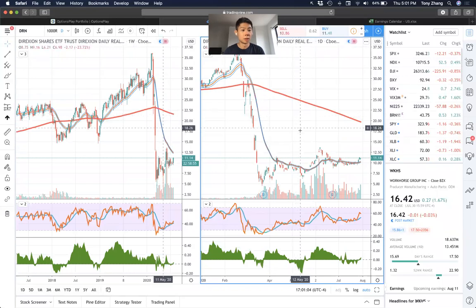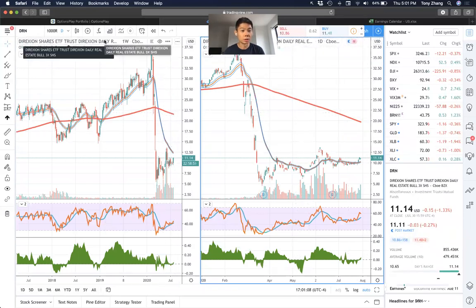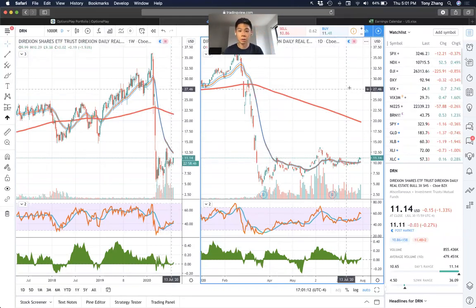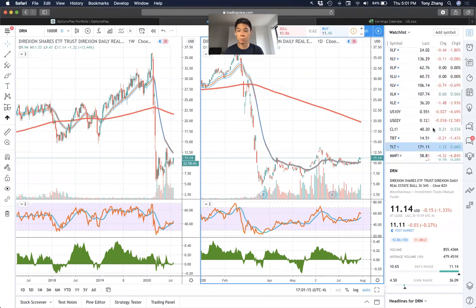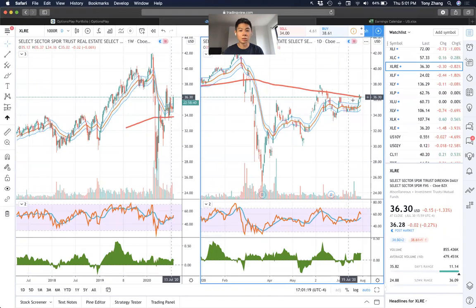DRN, Daily Real Estate Bull. So again, XLRE got on my radar here today. You know, real estate really hasn't been much of an interest to me, but it looks like it's starting to maybe potentially break out to the upside. It's contending with the 200-day moving average. It's managed to break out above that weekly channel. So I do think that real estate could potentially have that move to the upside.